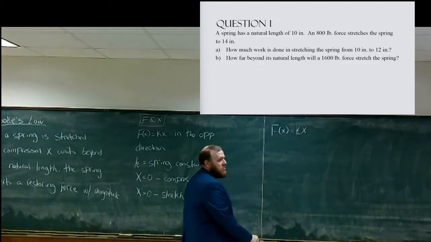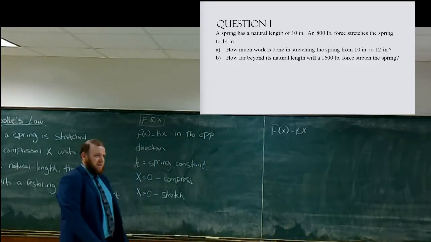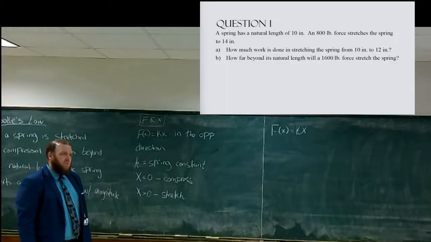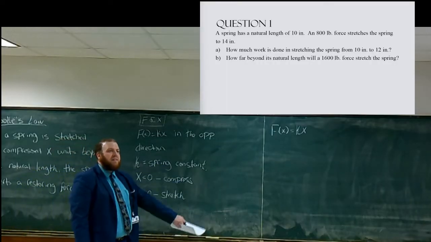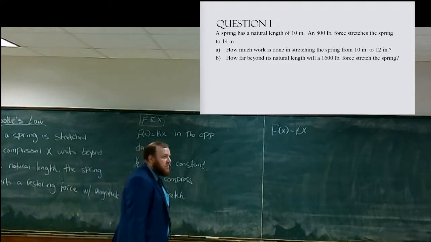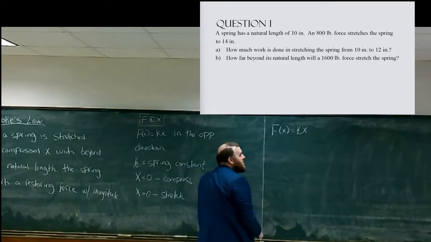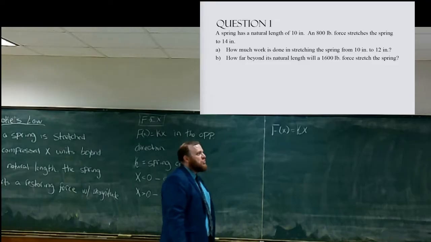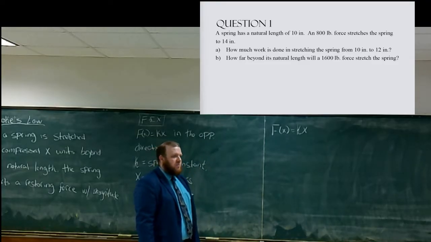Well, Hooke's law says we're going to have k times x. We have to determine that k. Right? It's a constant of proportionality. We don't know what it is. But they tell us it takes 800 pounds to stretch the spring from its natural length of 10 inches to 14 inches.